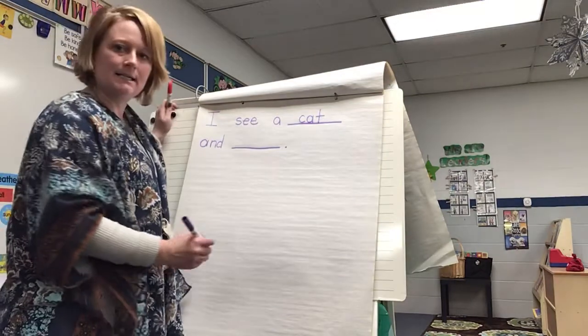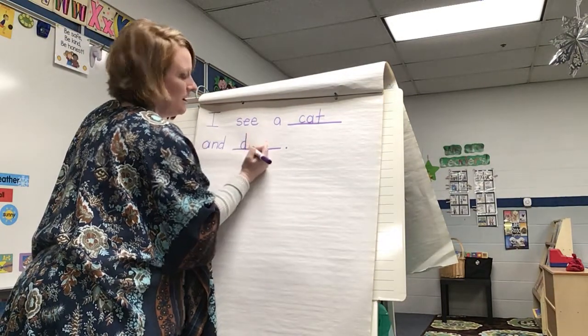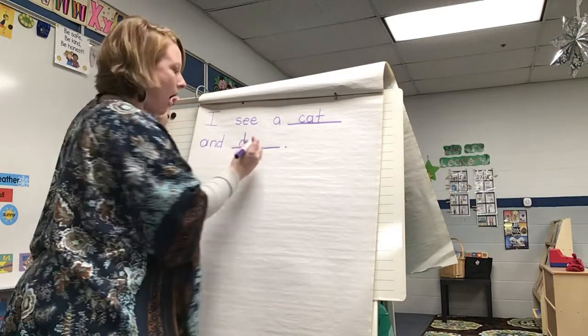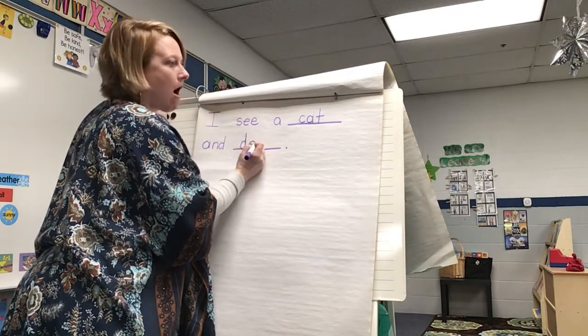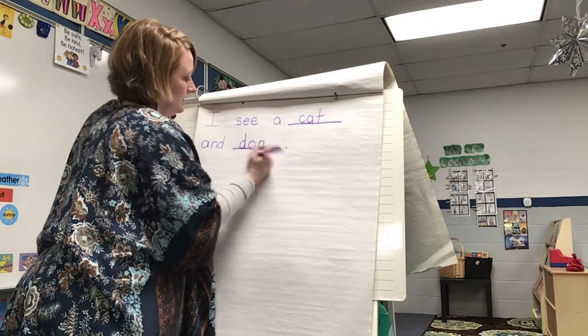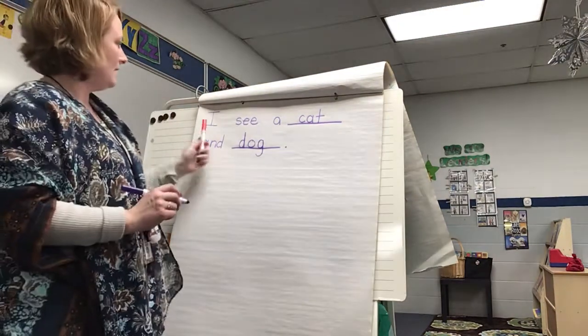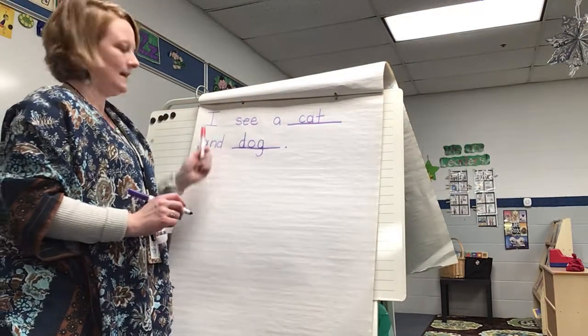Okay. D, d, d, d, d. So that's my D. D, D, and that's my O, D, A, G, G, G. That's my G, D, A, G. Okay, so now I'm going to read this sentence again. I see a cat and dog.